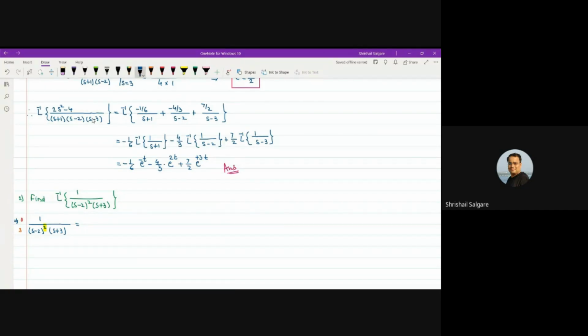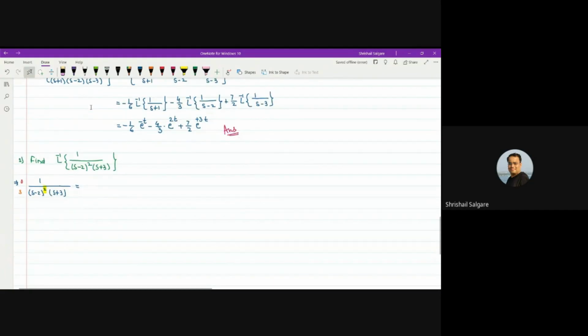This example is totally new to you because this is a repeated factor. Concentrate a little bit on this. For this repeated factor, what is the practice? You have to start with a naught upon that factor, plus a1 upon s minus 2. In the second step itself you are getting a linear factor, that's why you have to stop. Plus, what about the next one? This s plus 3 is the linear factor, so in the regular way you can represent this as b upon s plus 3.